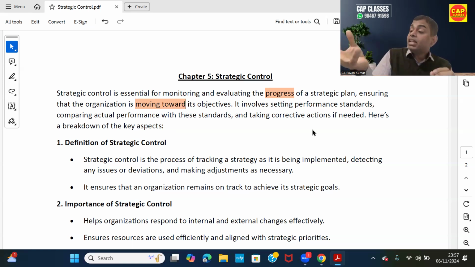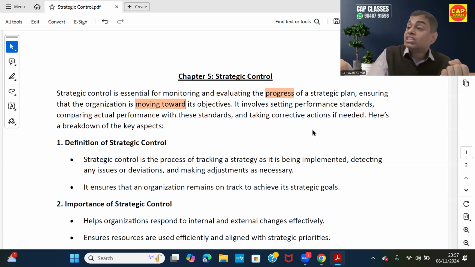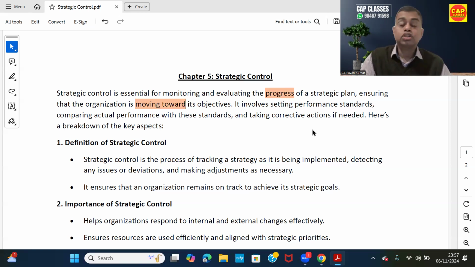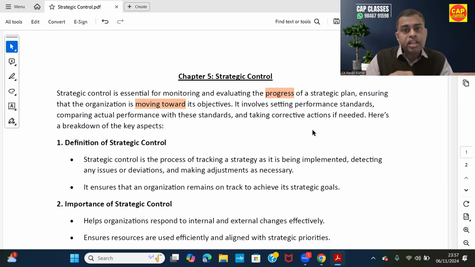Then compare the actual performance with the standard. You wanted to achieve earnings per share of 5 rupees. What is the actual EPS for the year? So it is something like a budget. You have set a standard and you are measuring actual and seeing whether you are on track. Pavan sir, I wanted to achieve 25% return on investment. I have achieved 22.4%. So you wanted to achieve a 25% profit rate, you achieved 22.4%. Why is the difference?